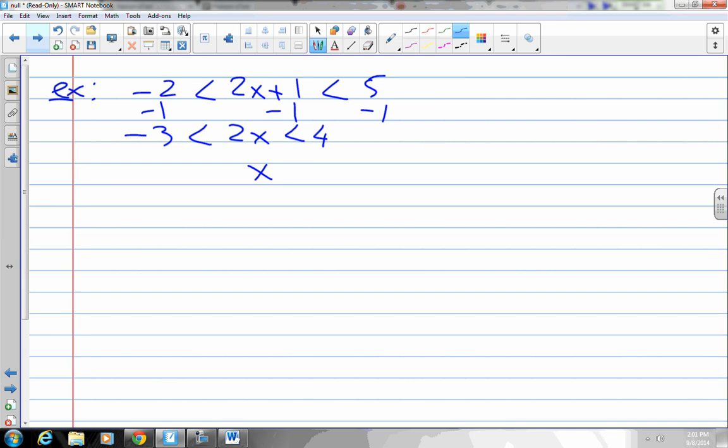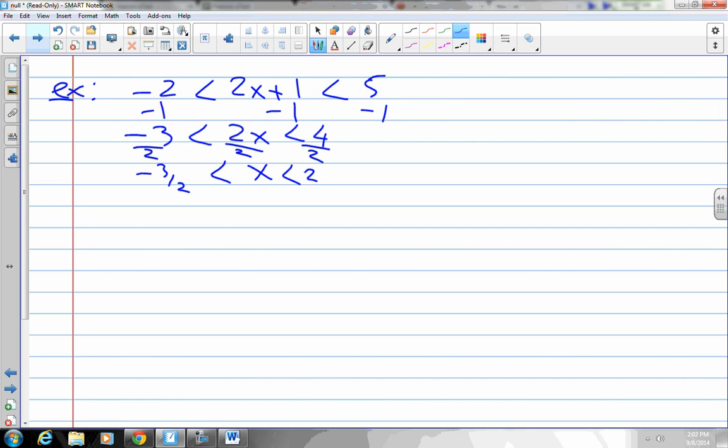And then what do you need to do to get x by itself in the middle? Yeah, divide by 2. So divide by 2 all the way across. Since we didn't multiply or divide by negative numbers, all the signs remain the same. So the solution is everything between negative 3/2 and positive 2, not included.